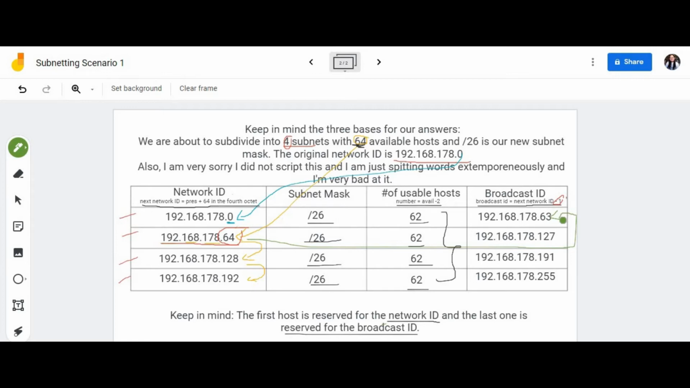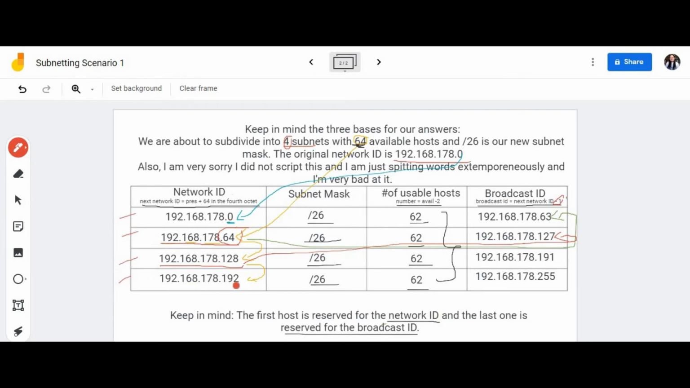Why are we not subtracting from the original network ID? Basically, you cannot put negative 1 as your network ID. We're only dealing here with positive integers. So, from 192.168.178.64, we will just have to minus 1 from 64. Hence, we have 192.168.178.63. So that's what we're going to do here to get the succeeding ones.